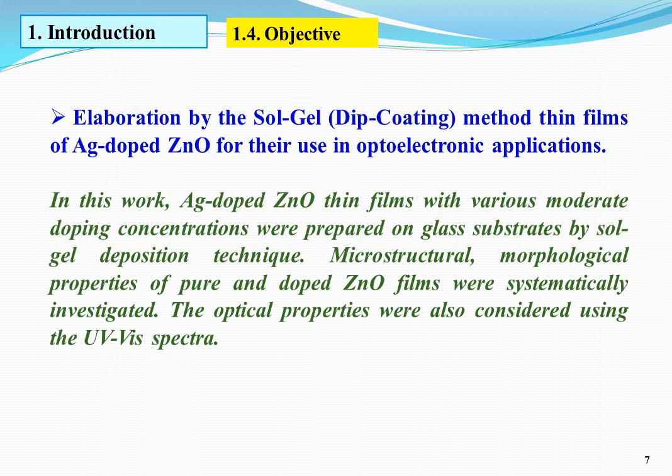Objective: elaboration, by the sol-gel dip coating method, of thin films of silver doped zinc oxide for their use in optoelectronic applications. In this work, silver doped zinc oxide thin films with various moderate doping concentrations of 3, 6 and 9% were prepared on glass substrate by the sol-gel deposition technique. Microstructural, morphological, and optical properties of pure and doped zinc oxide films were systematically investigated. The optical properties were also considered using the UV visible spectrum.